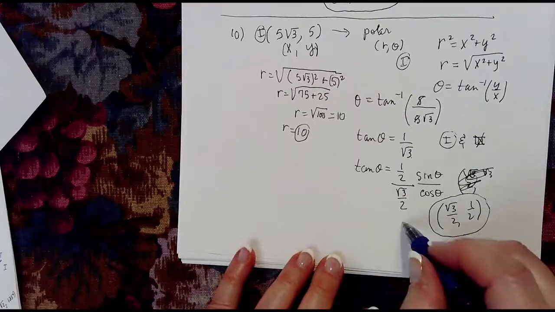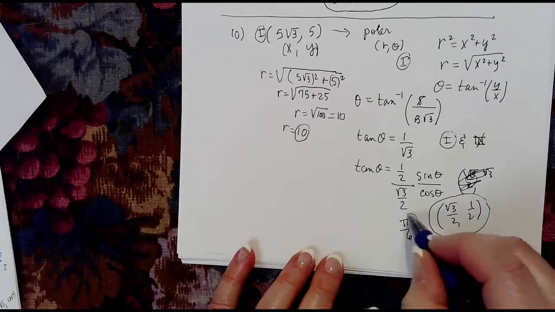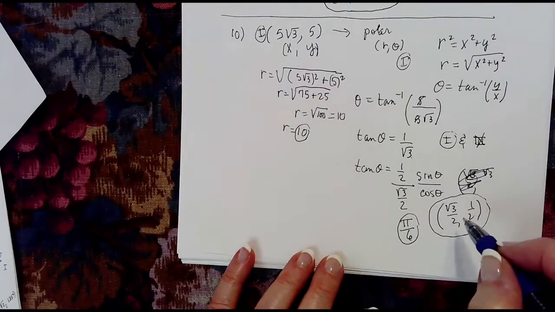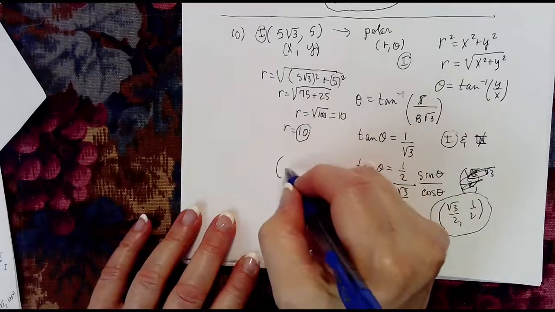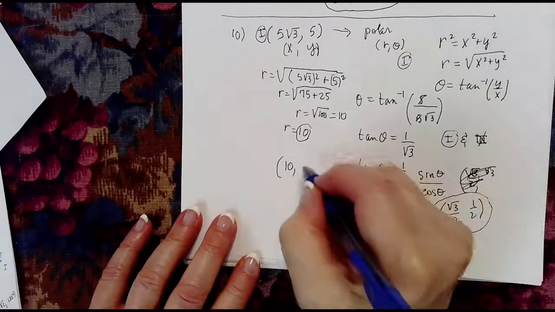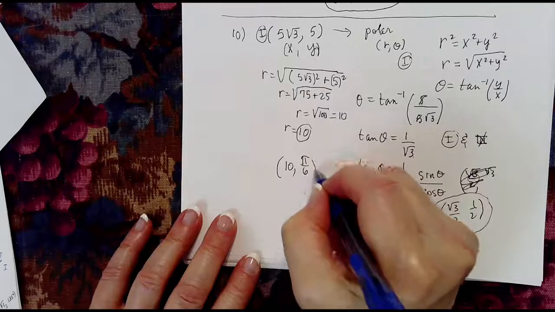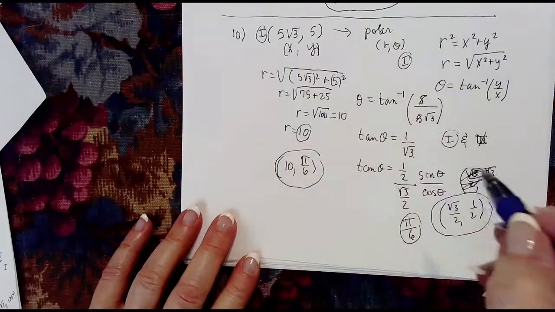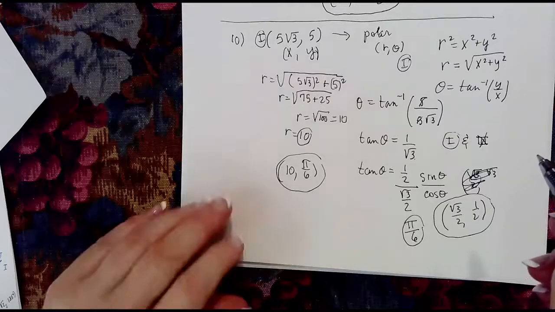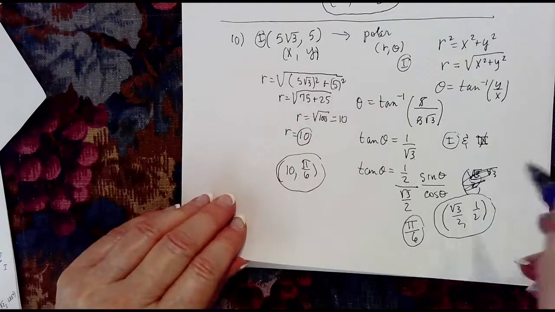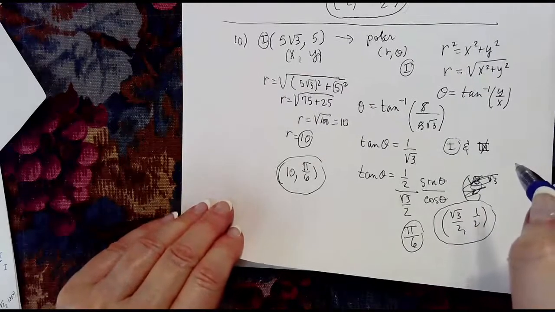Okay, pi over 6, good. So pi over 6 would be our theta, and 10 would be our r. So our ordered pair is r comma theta, 10 comma pi over 6. So are you okay with this one? Except for that little scribbled part.